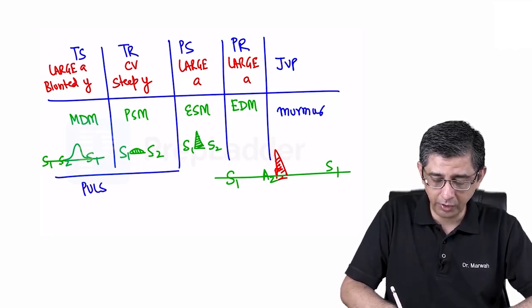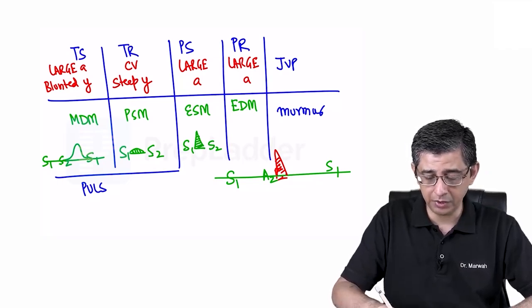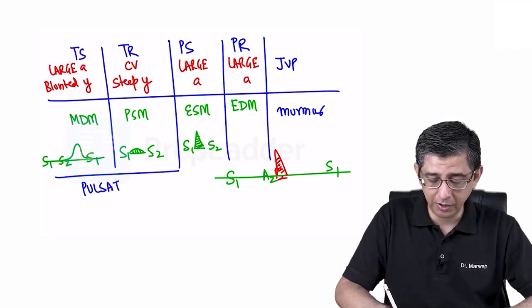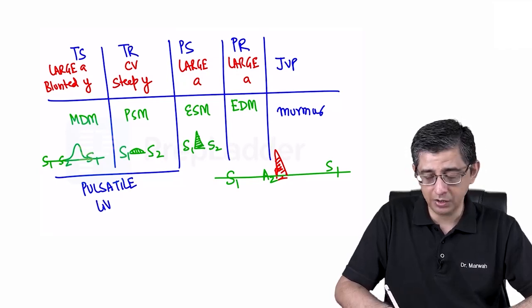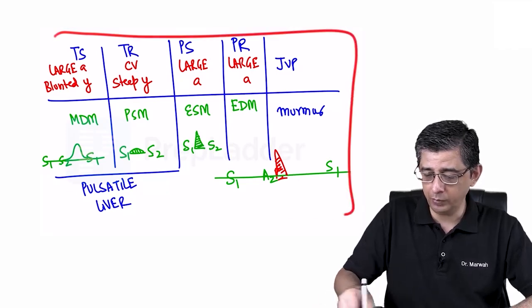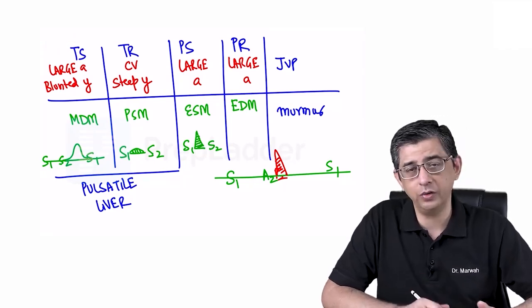Plus, I have also taught you another keyword, pulsatile liver. I mean, this definitely helps you crack the question. I also told you that in TS, it's going to be a presystolic pulsation. In tricuspid regurgitation, it's going to be systolic pulsations of the liver. So these are a couple of aspects which, if you are able to get right, then you will be on your way to getting the questions right on these topics.